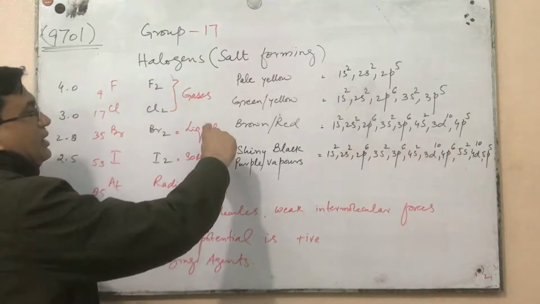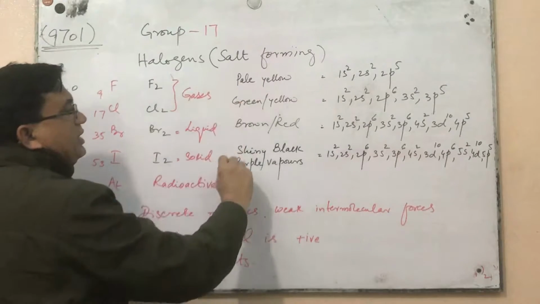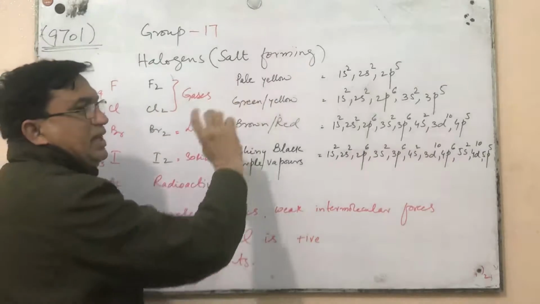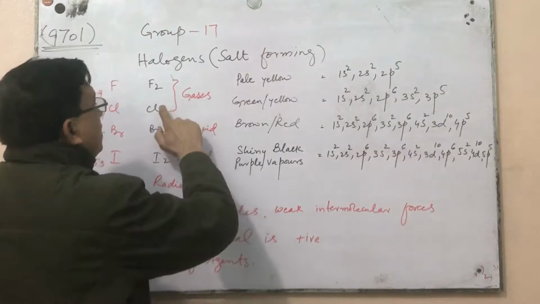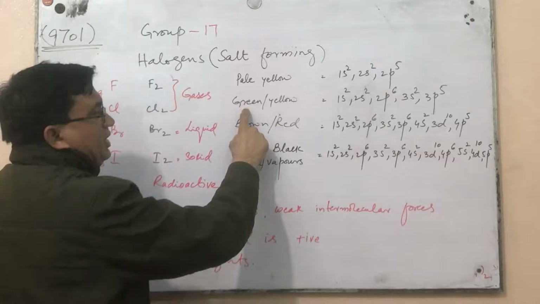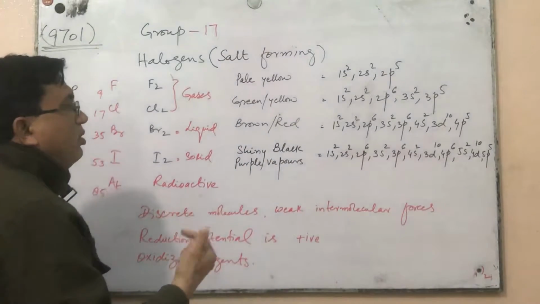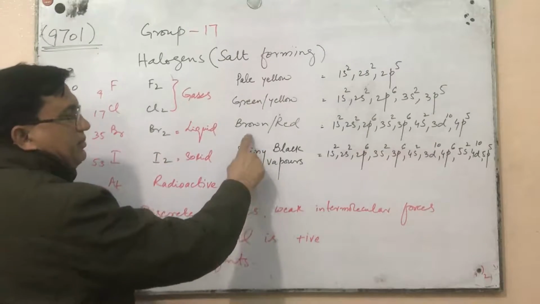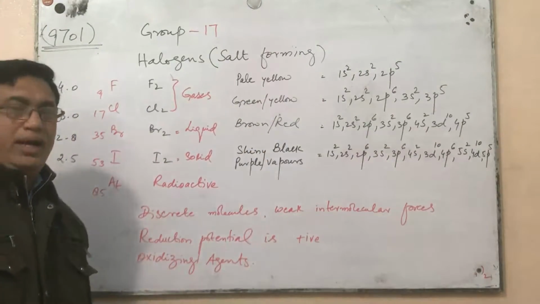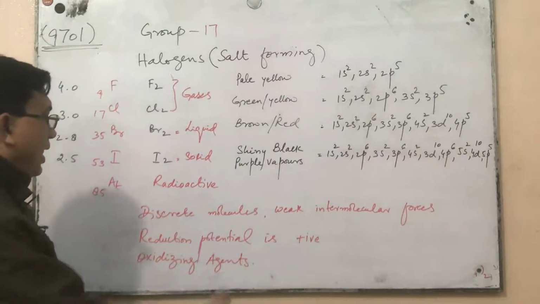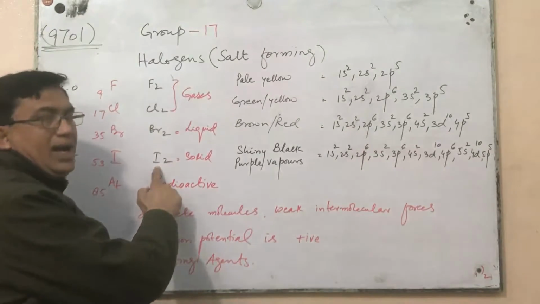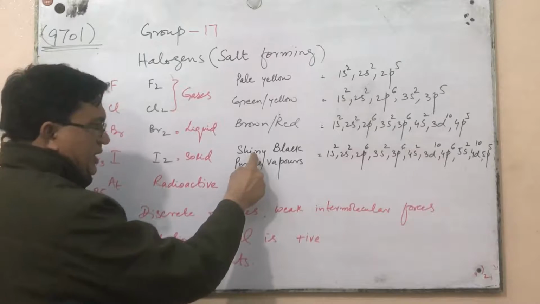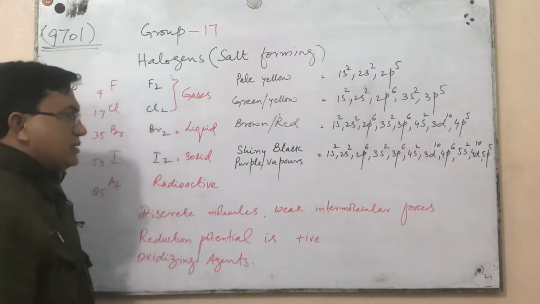If we consider their color, the color of fluorine is pale yellow. The color of chlorine is greenish yellow. The color of bromine is red-brown, and the color of iodine, which is present in the solid state, is shiny black.